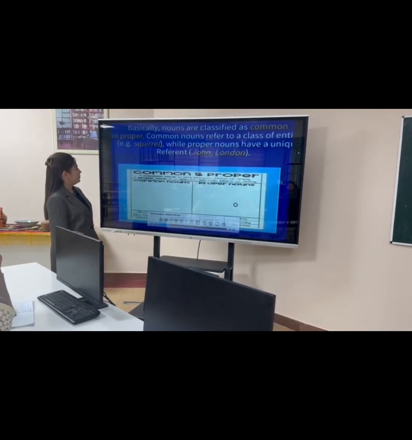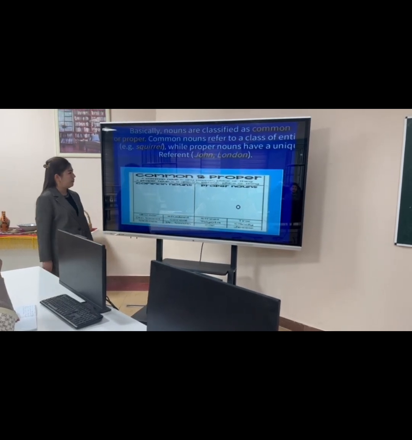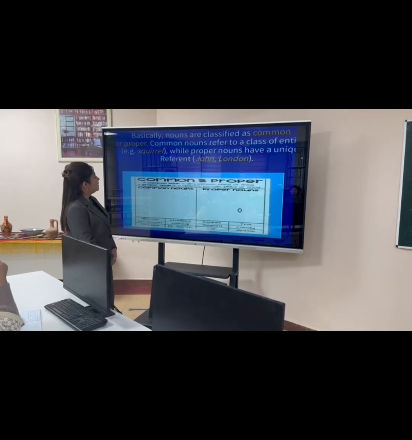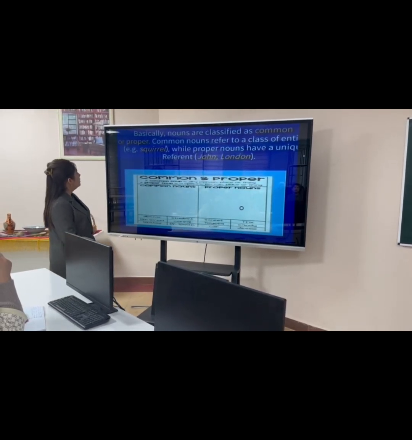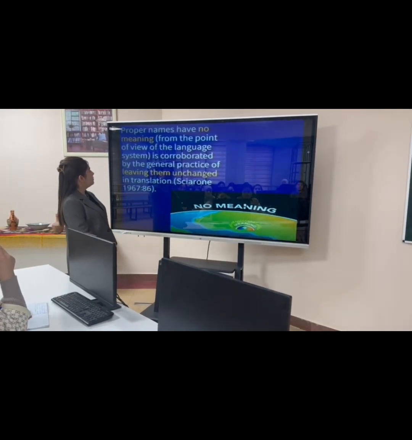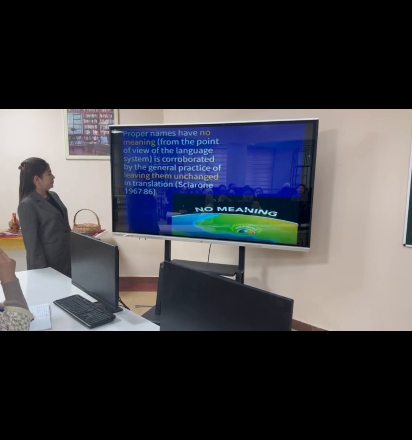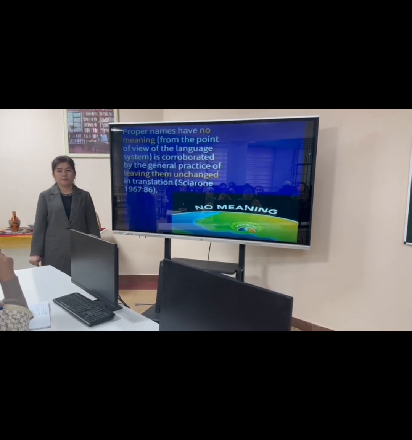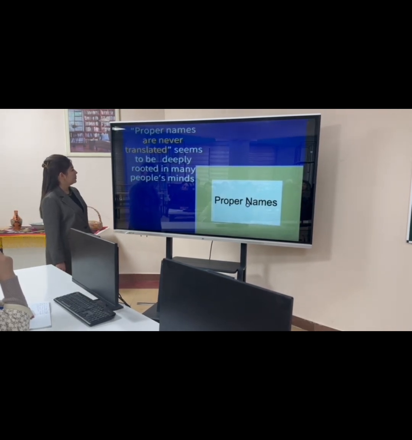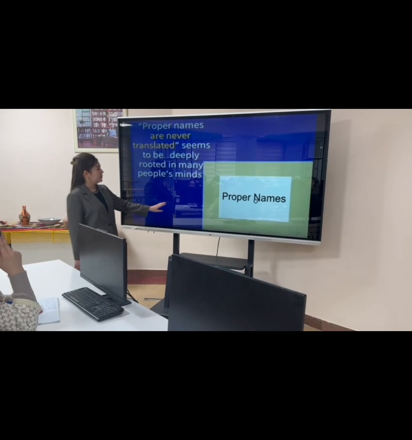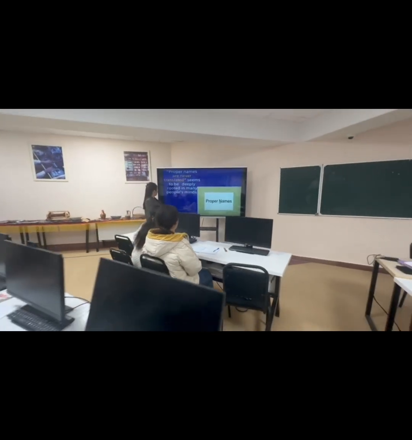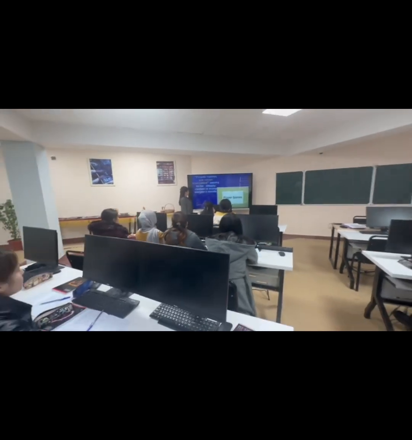Basically, nouns are classified as common and proper. Common nouns refer to a class of common things, and the proper nouns especially are the names of people, places, and their main things. Some translators say that proper names have no meaning and no need for translation. The idea that proper names are never translated seems to be deeply rooted in many people's minds. They say they are meaningless and there is no need for translation into the target language.